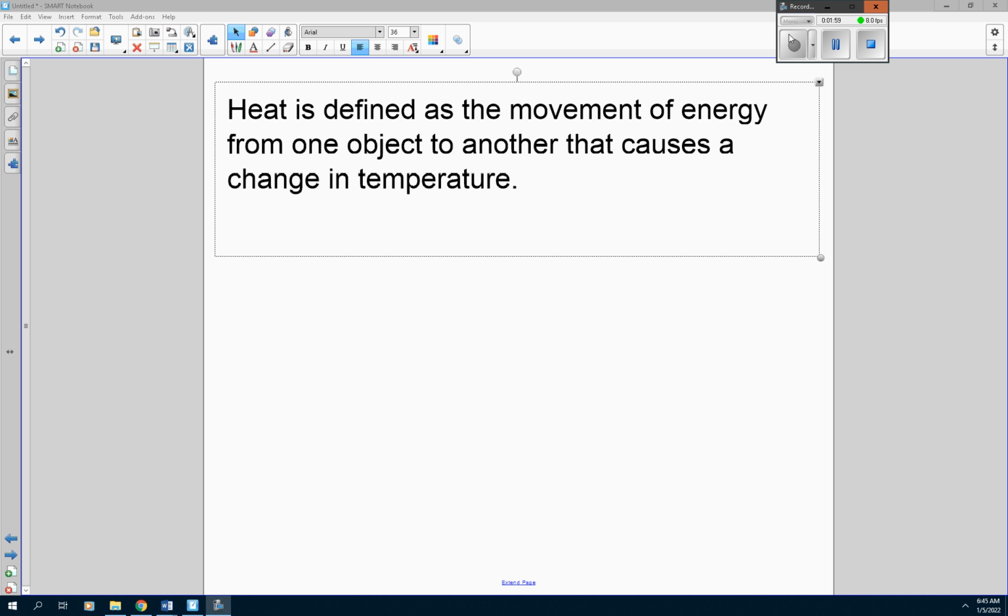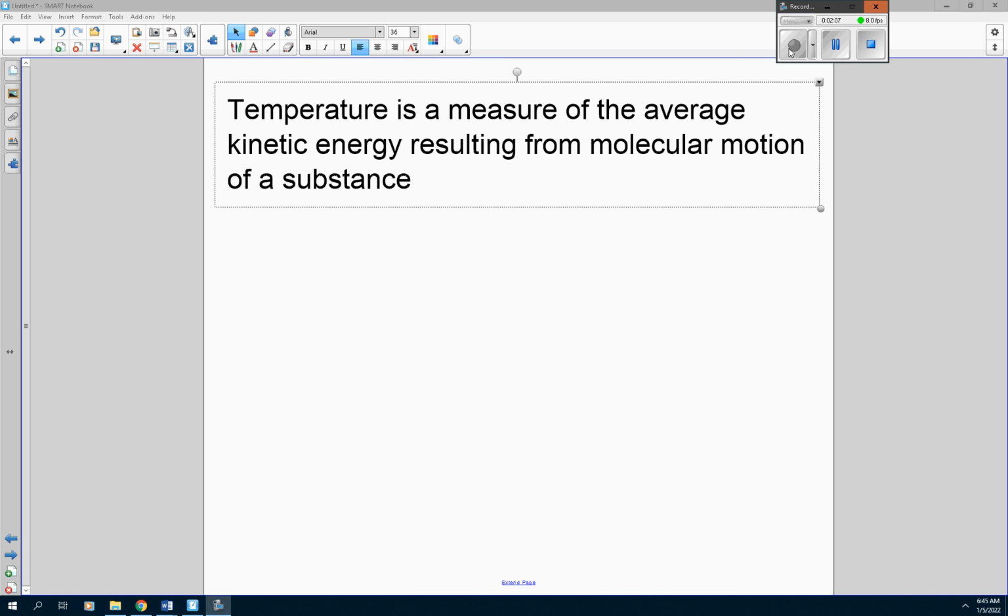So I know I used heat and energy in the same definition. Maybe we better back up and actually talk about what energy is. In science, one way of visualizing energy is as kinetic energy resulting from molecular motion. Atoms, molecules all around us are in a constant state of motion, unless, of course, the temperature happens to be absolute zero. We'll save that for another day.